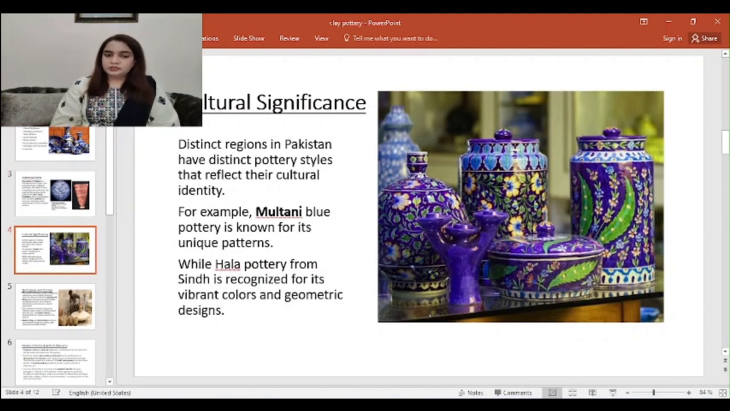Cultural significance. Distinct regions in Pakistan have distinct pottery styles that reflect their cultural identity. For example, Multani blue pottery is known for its unique patterns, while Hala pottery from Sindh is recognized for its vibrant colors and geometrical designs.